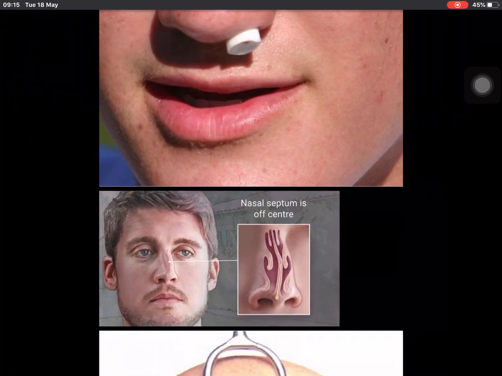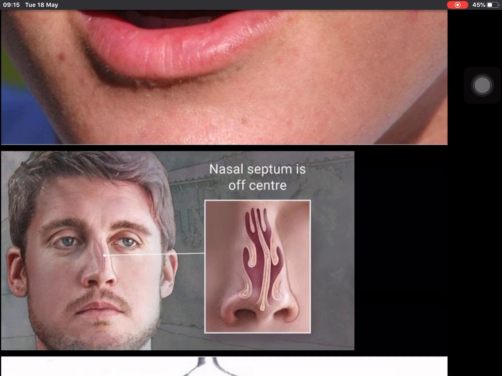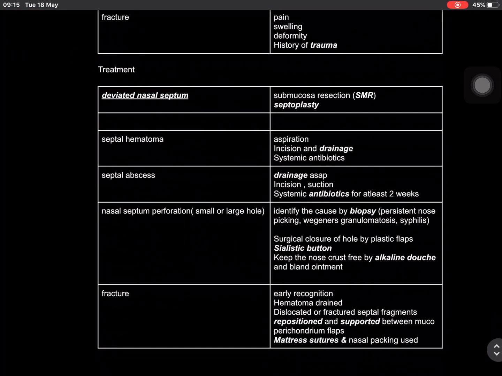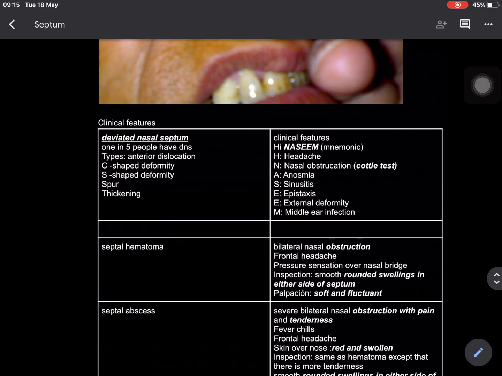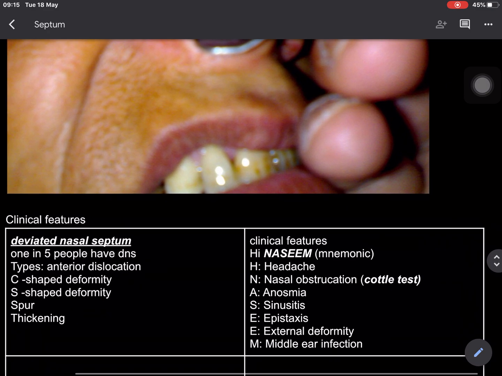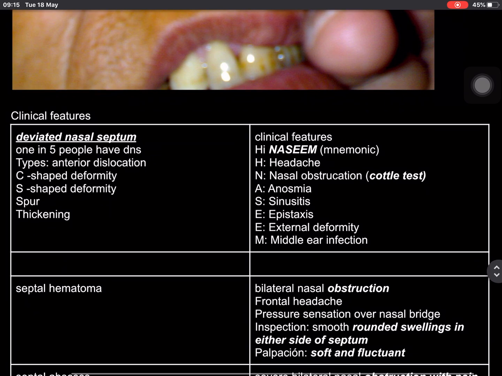And as such, it's very obvious. Another E is external deformity. If you're looking at the person, the first thing you can notice on them is external deformity. And last but not the least, in NASSIM, you've got the middle ear infection. Due to obvious reasons, ENT is a linked subject. A problem with the nose will have manifestation in the ear, and in the throat as well. Middle ear infection specifically happening in DNS is because of blockage of the eustachian tube, because of a lot of secretions, because of exaggerated DNS.